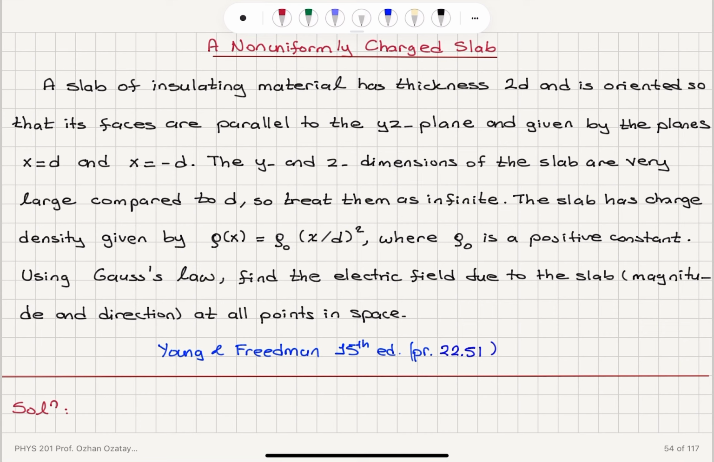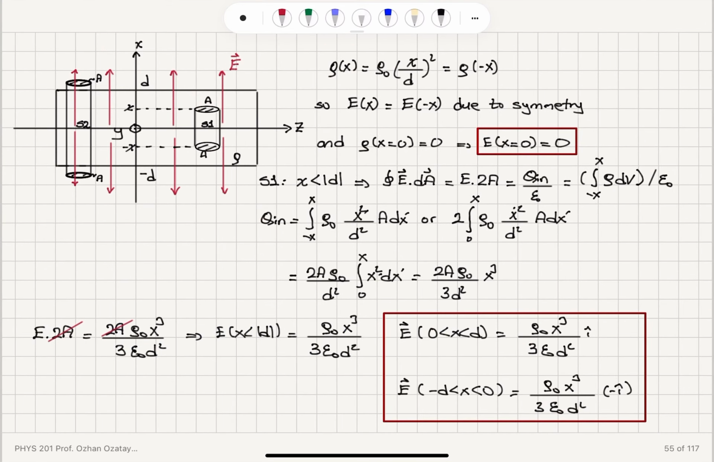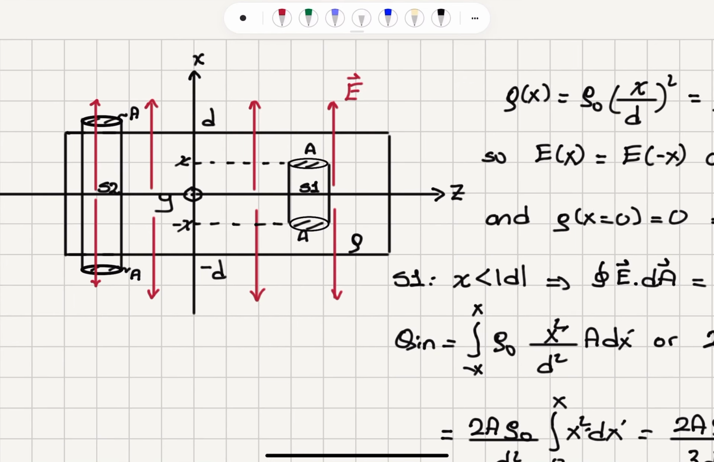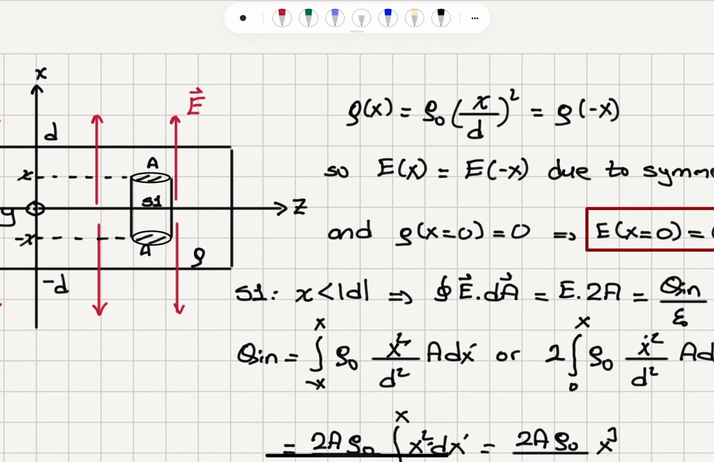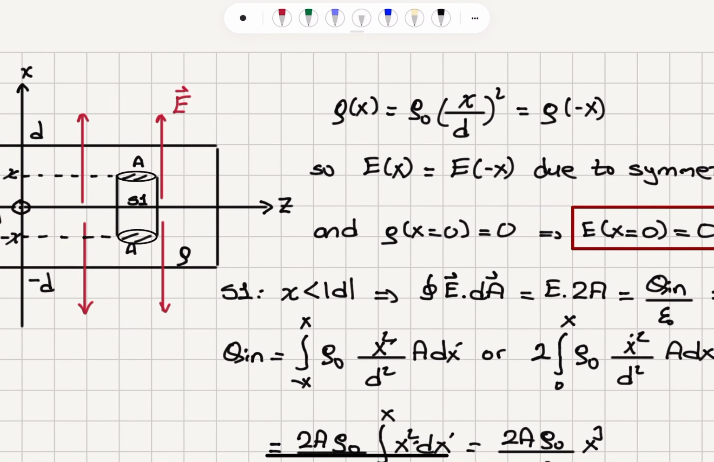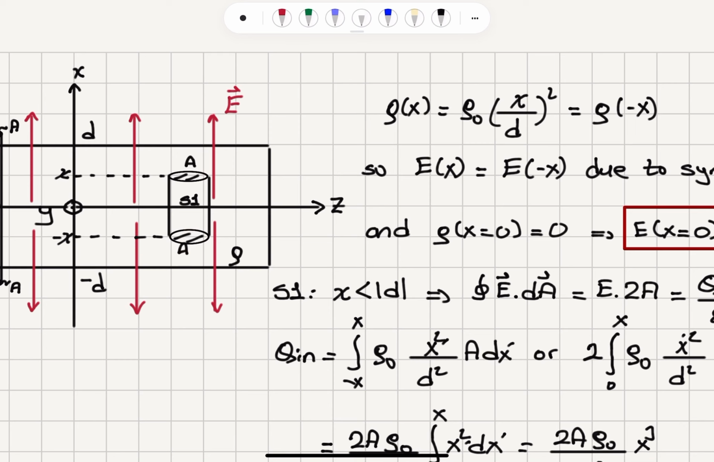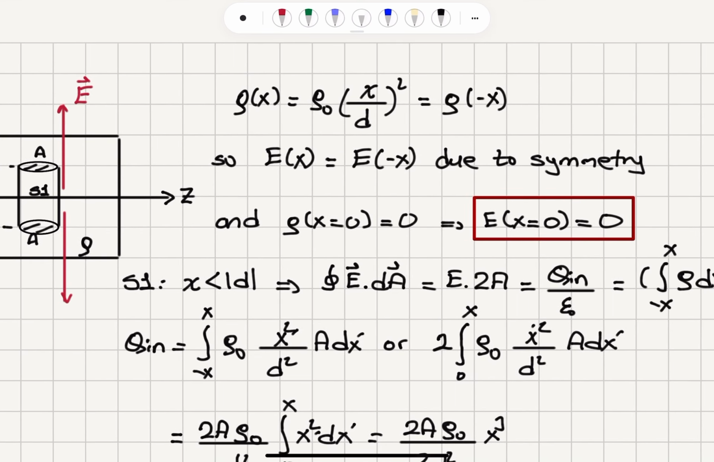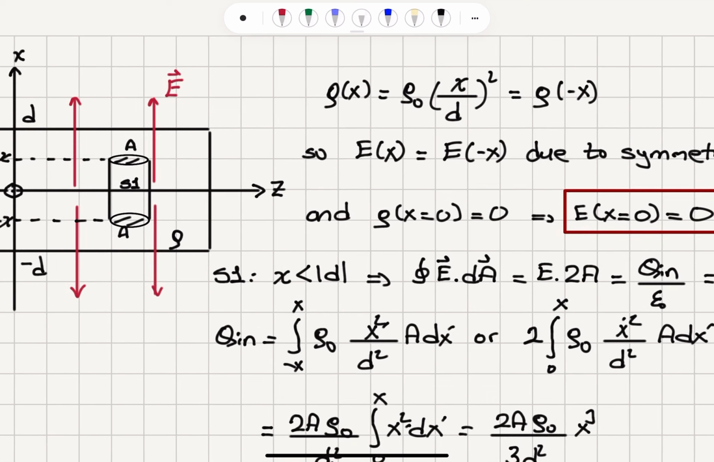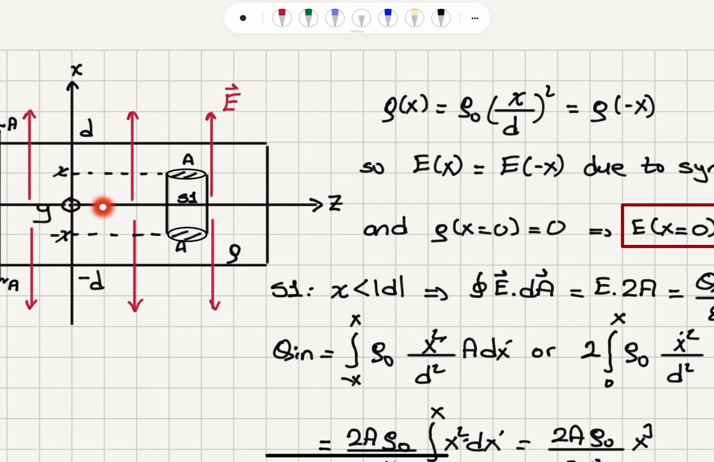Our rho 0 is a positive constant, and we want to use Gauss's law to find the electric field at all points in space. For this purpose, first I note that the charge distribution is symmetric about x equals 0, about the YZ plane, and that gives me that the electric field magnitude at point x and minus x should be the same due to the symmetry in the charge distribution. And the charge at x equals 0 is equal to 0, which means the electric field at x equals 0 should be equal to 0.